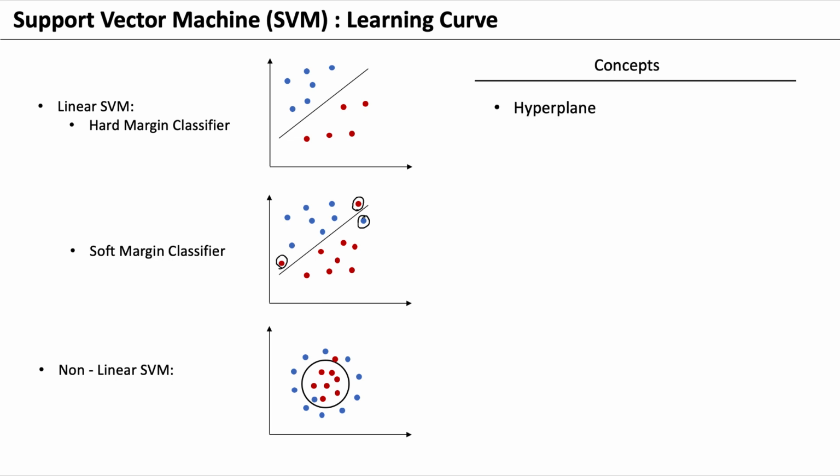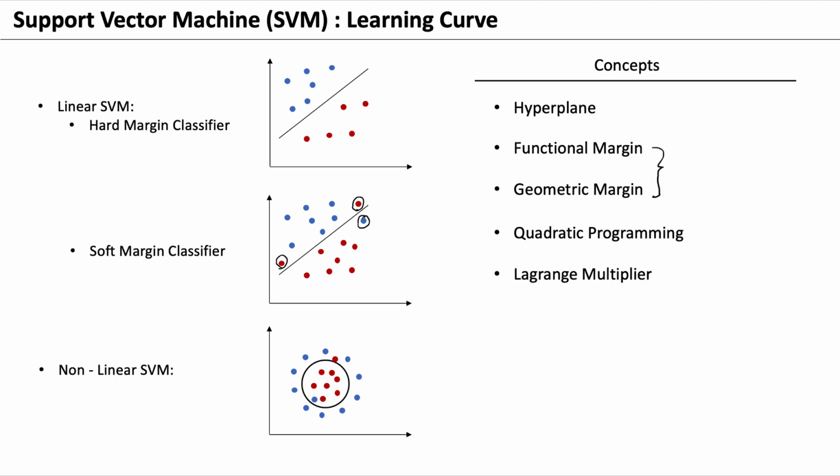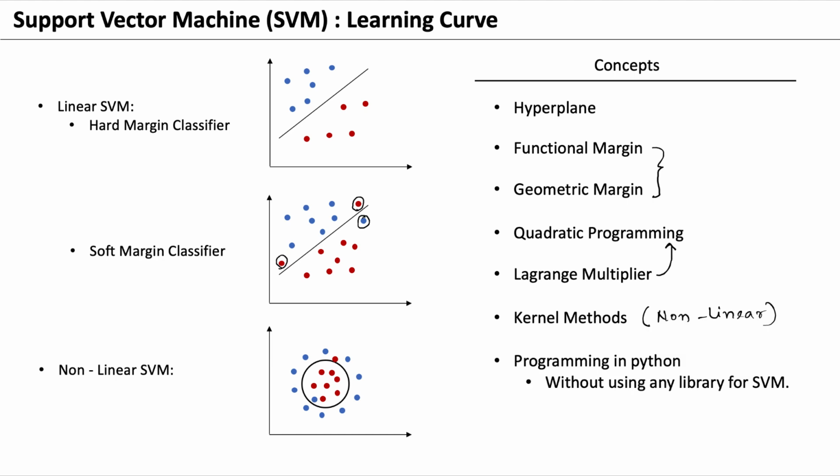I also want to introduce some of the concepts that we'll be learning. We will start with hyperplane, then get into functional and geometric margin. We'll jump into quadratic programming and we'll solve it using Lagrange multiplier. Finally, we'll use kernel methods and we'll utilize that for non-linear SVM. We will code SVM in Python without using any library.